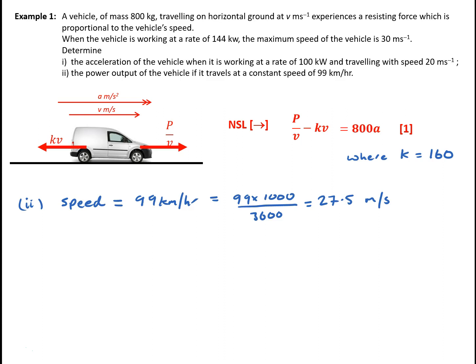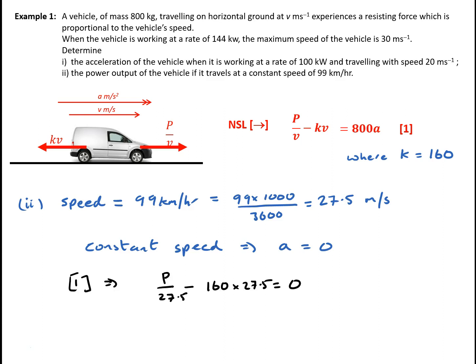So returning again to equation 1, we've got P over V minus KV equals 800A. We know that A is 0 because the vehicle is moving at a constant speed. So therefore we have P divided by 27.5, take away 160 times by 27.5 must equal 0, which gives me P is 121,000 watts, or equivalently 121 kilowatts.